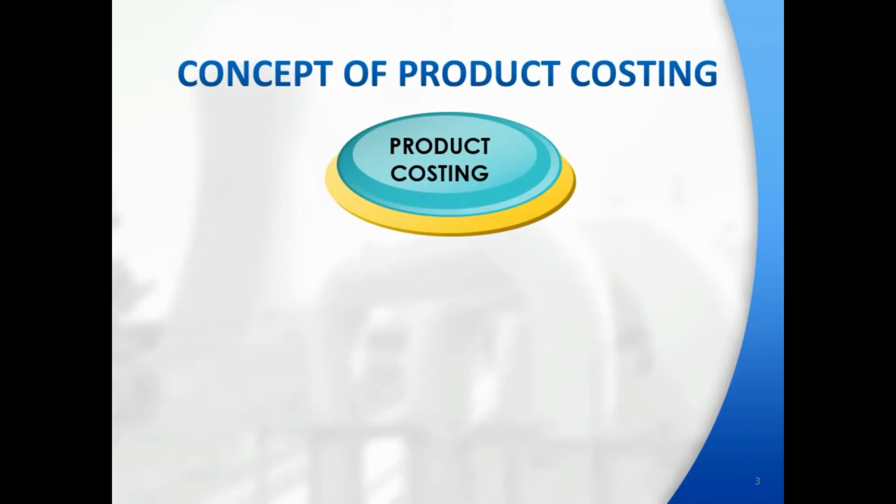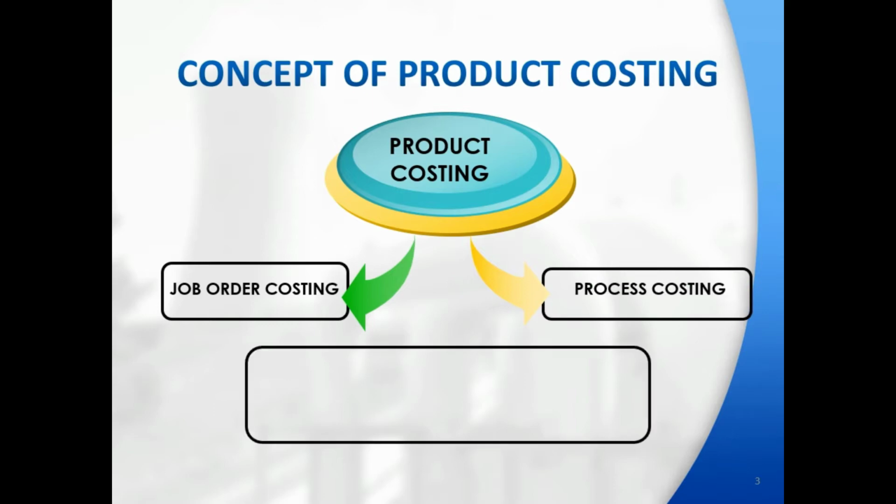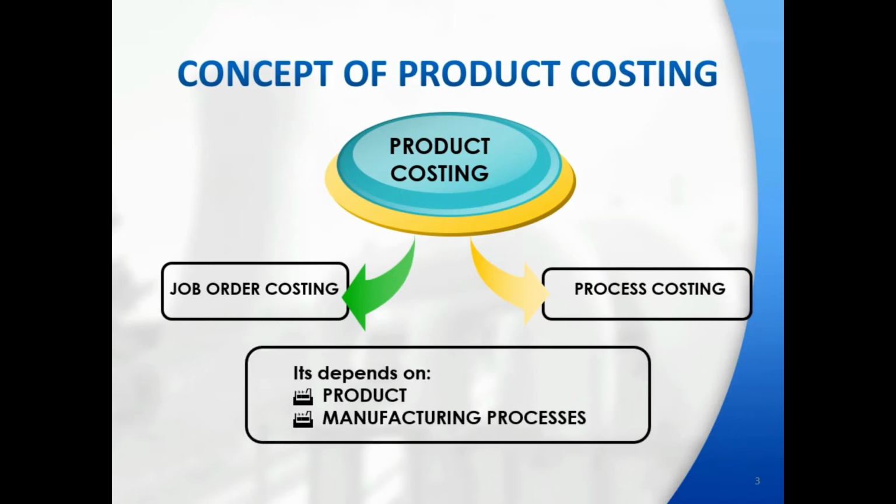There are two methods to determine manufacturing cost. First, job order costing, and second, process costing. It depends on product type and manufacturing process.